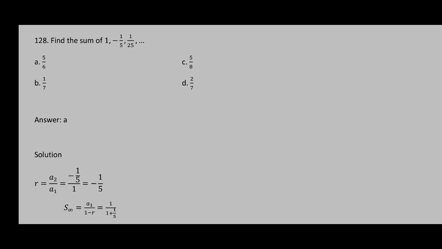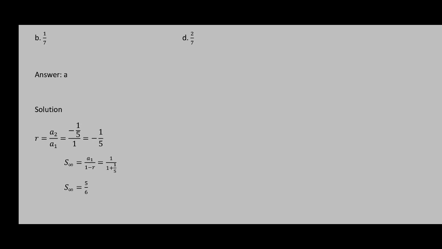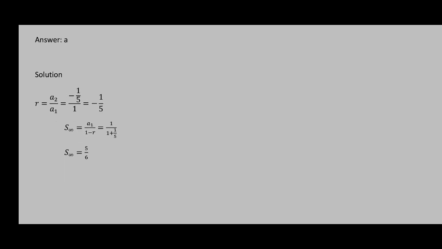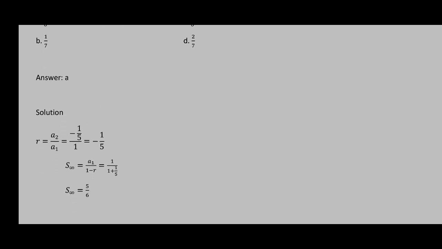Problem 128. Find the sum of 1, negative 1 over 5, negative 1 over 25, and so on, so forth. Sagot dyan ay letter A, 5/6. Pero how do we come up with the solution? Common ratio. Kasi geometric sequence yan. So, R is equals to A sub 2 over A sub 1. Magiging negative 1/5 over 1, negative 1/5. So, S infinity, A sub 1 over 1 minus R is equals to 1 over 1 plus 1/5. So, S infinity is 5/6.